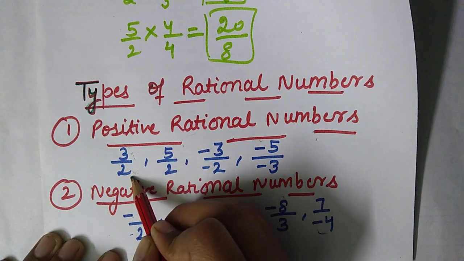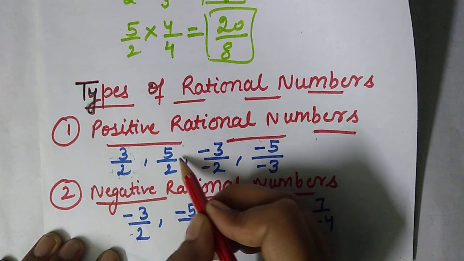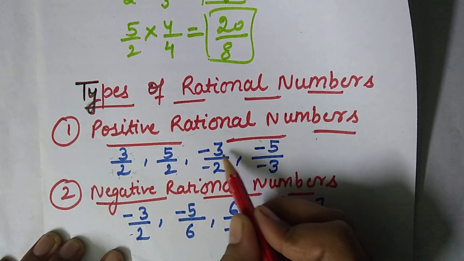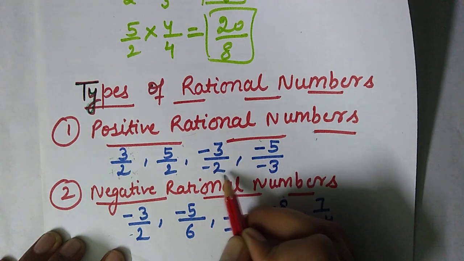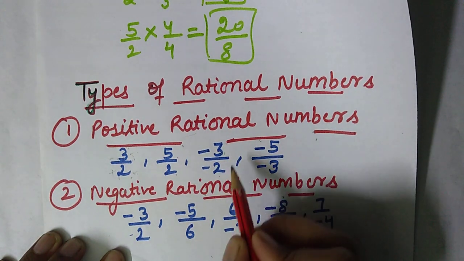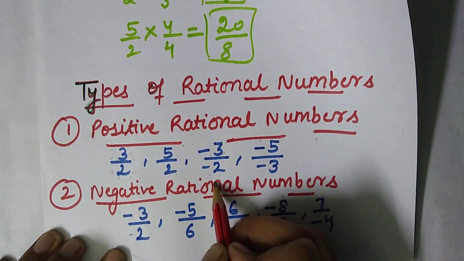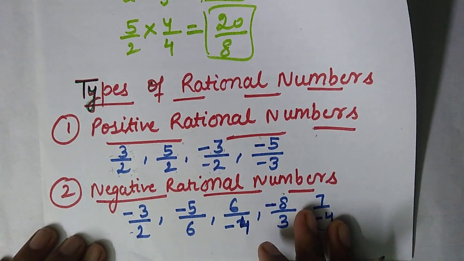So 3/2 is a positive rational number because the numerator and denominator are both positive. 5/2 is also a positive rational number. -3/-2 is also a positive rational number, because the numerator and denominator have the same sign, that is negative. So these are the types of positive rational numbers.